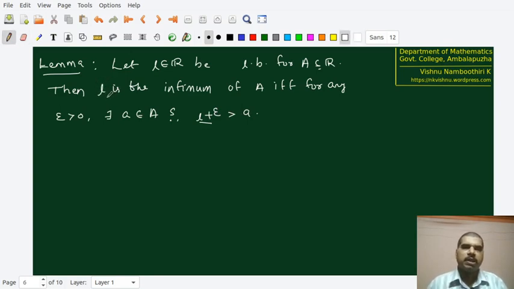So the alternate statement in the case of the infimum, or the greatest lower bound, will be: L belongs to R, be a lower bound for A. Then L is the infimum of A if and only if for any epsilon greater than 0, we can find an A such that L plus epsilon is greater than A, or L plus epsilon is not a lower bound. That's precisely it. So the question is to prove it yourself. I'm leaving this as an exercise to you.